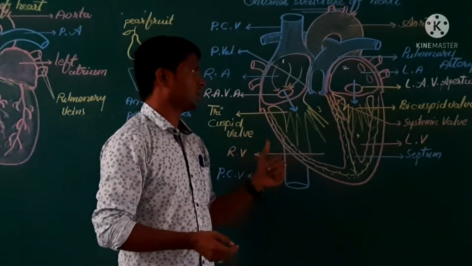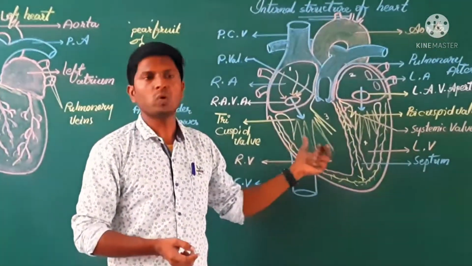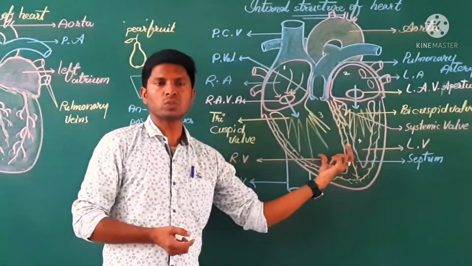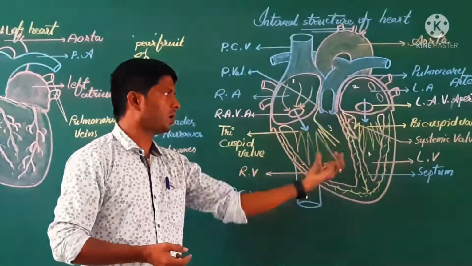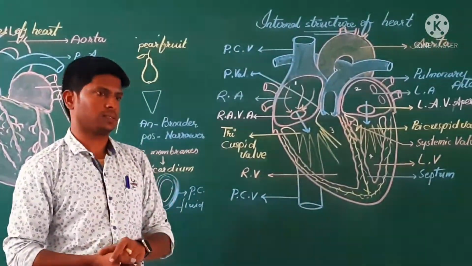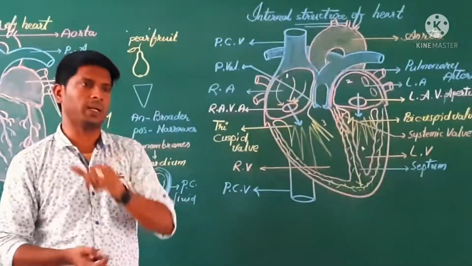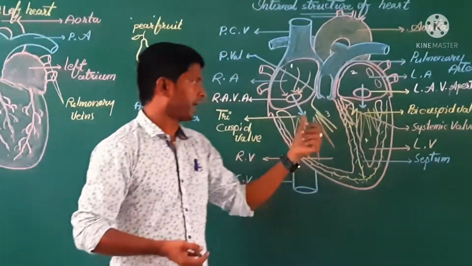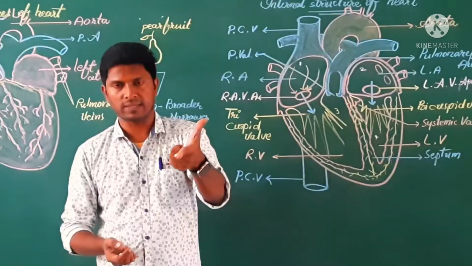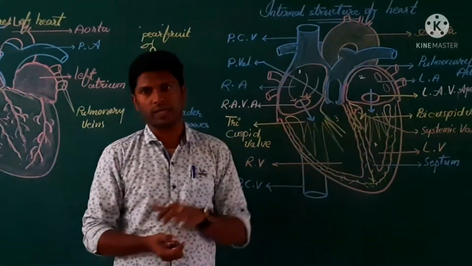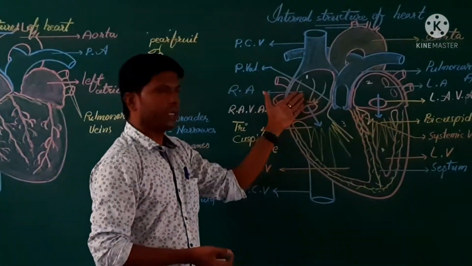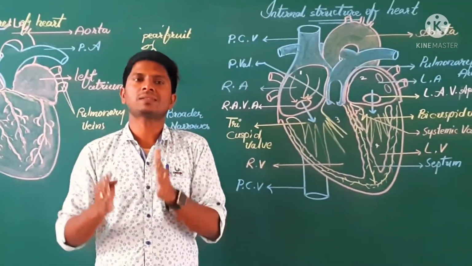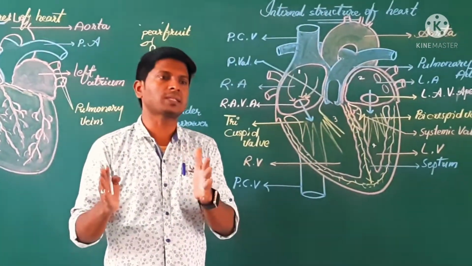Next, we will go to the two other chambers, which are lower. The lower two chambers of our heart are called ventricles. Ventricles are two in number, right ventricle and left ventricle. The right ventricle is bigger in size than the left ventricle. The right atrium and also the right ventricle always contain deoxygenated blood.